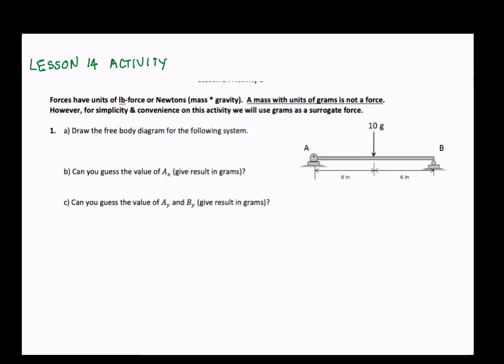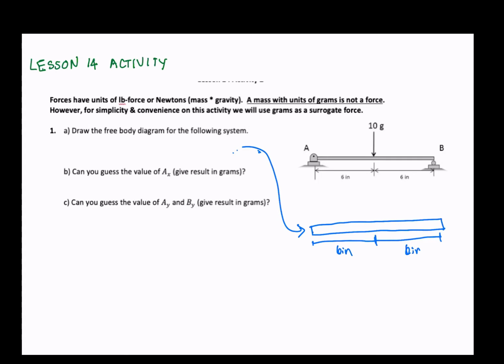So I'm going to draw a free body diagram for the following system, and I will go ahead and do it down over here. I'm just going to draw a representation for my beam, and that's going to be a total of 12 inches. So I have 6 inches and then 6 inches, and then I'm going to draw my forces on there. So I'm going to have 10 grams. Of course, grams is not a force, but we're just going to use it as a surrogate for force in this activity for convenience, and you'll see why in a minute when I show the demonstration.